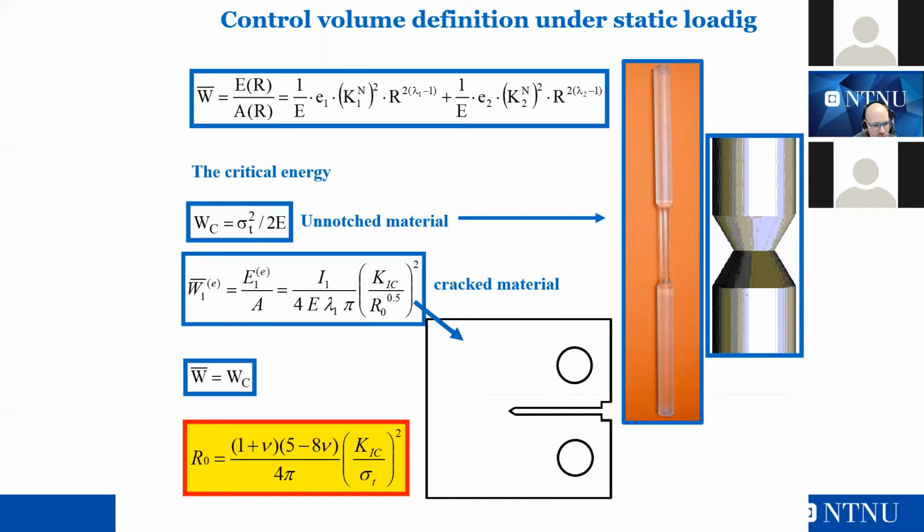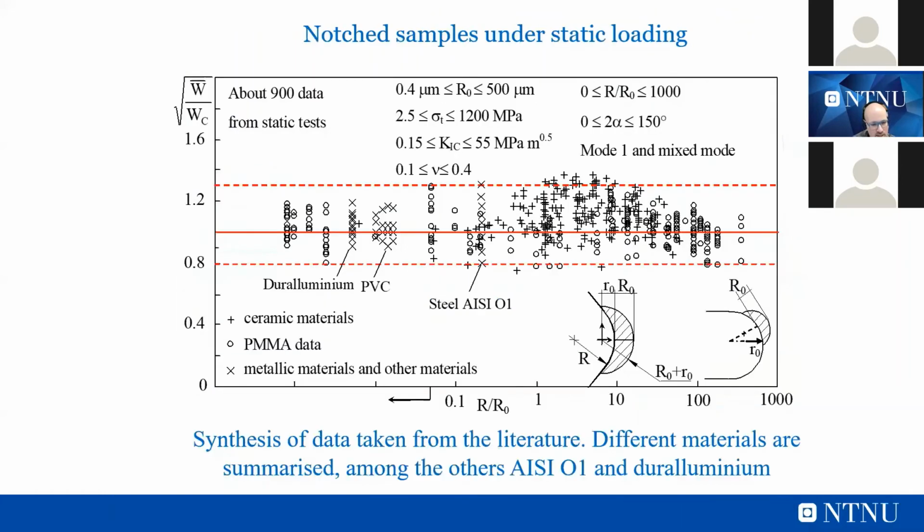It is also a function of the Poisson's ratio and can be calculated from these two extreme cases: crack component and notch or uncracked component. This is because what we want is that the energy is the governing parameter for our component. This means that the energy for a crack component has to be equal to the energy for a notch component. So if you equate these two energies, you find out that the critical radius is a function of the fracture toughness and ultimate strength of the material under static loading.